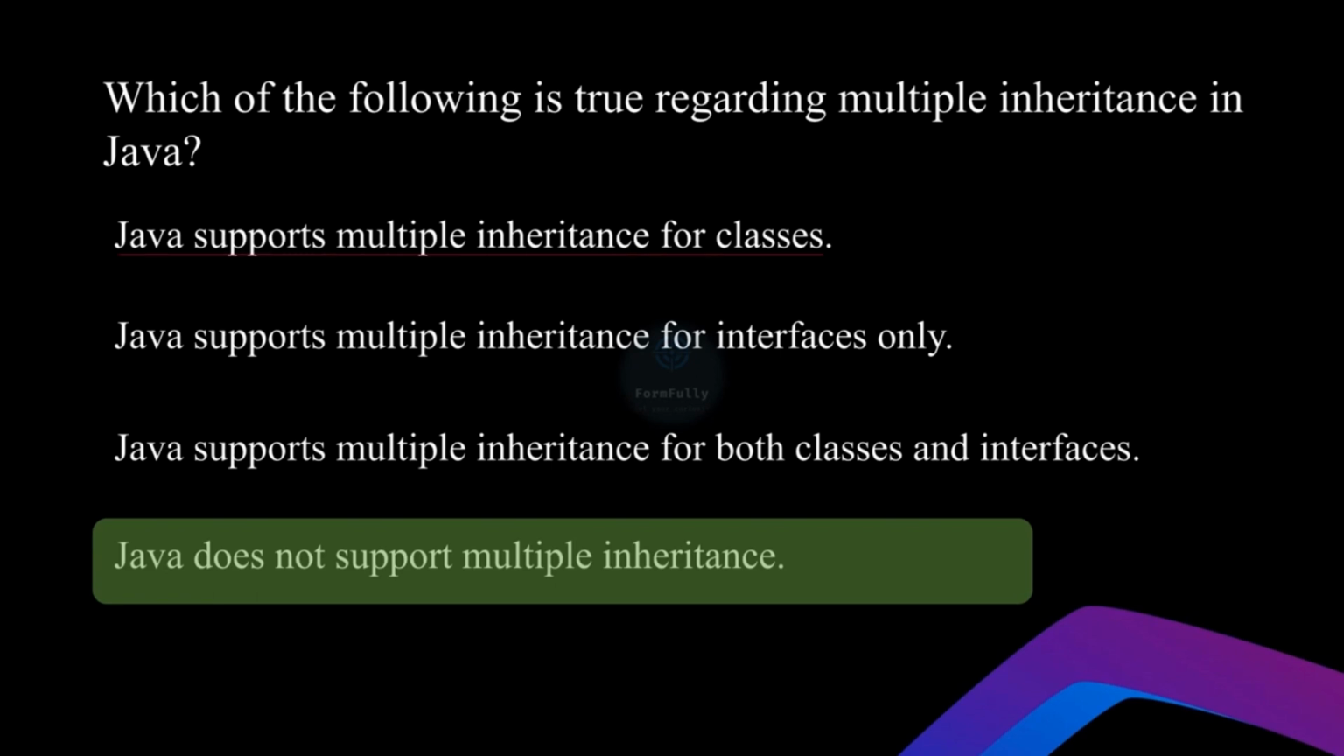Option A is incorrect as it is opposite to option D. Java does not support multiple inheritance. Option B is partially correct, but it's essential to clarify that Java achieves multiple inheritance through interfaces. Option C is incorrect as it suggests multiple inheritance is supported for both classes and interfaces, which is not the case. So option D is correct.